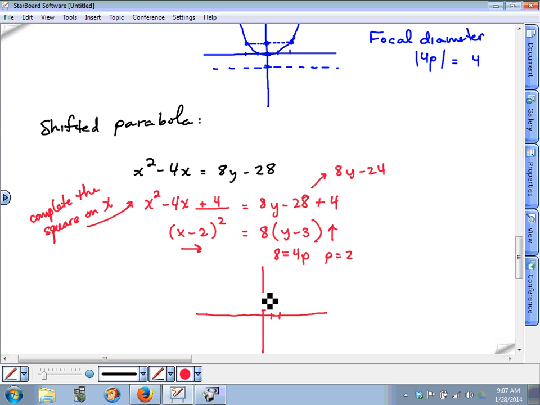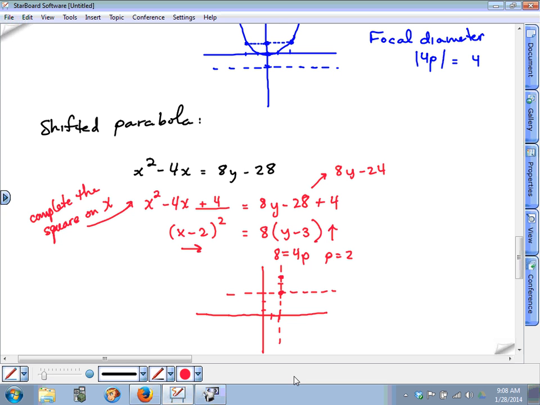Go to the right 2, up 3, plot a point there, and shift the whole axis system, so make a new x and y axis. So that means the focus is going to be up 2 units from our new origin. So there's the new origin. The new origin is our vertex.